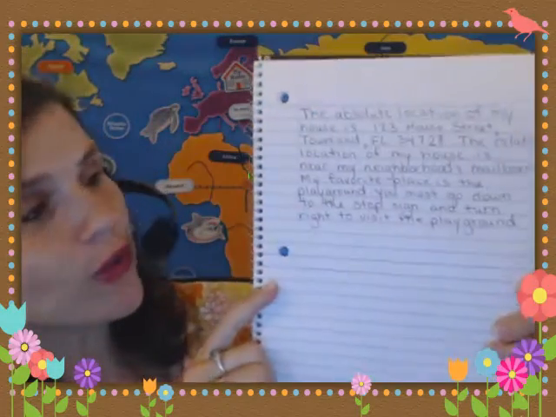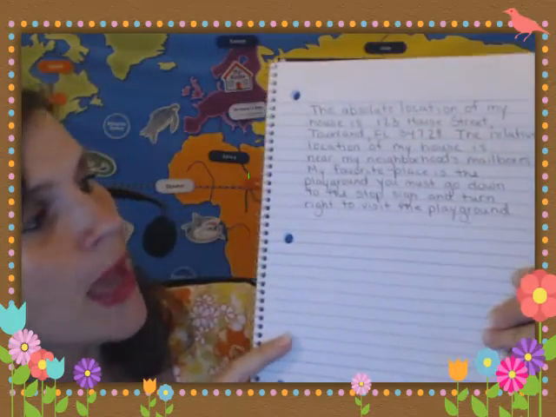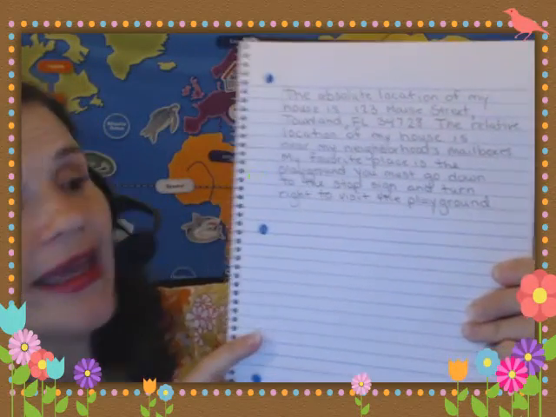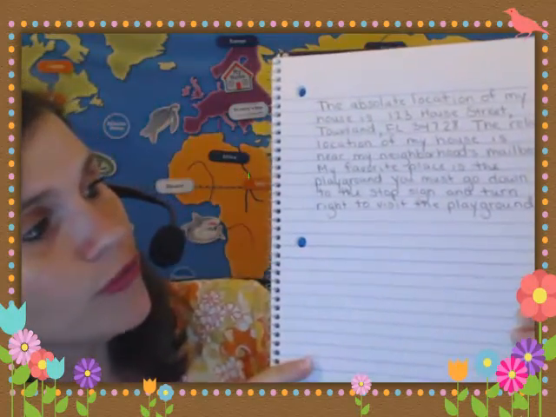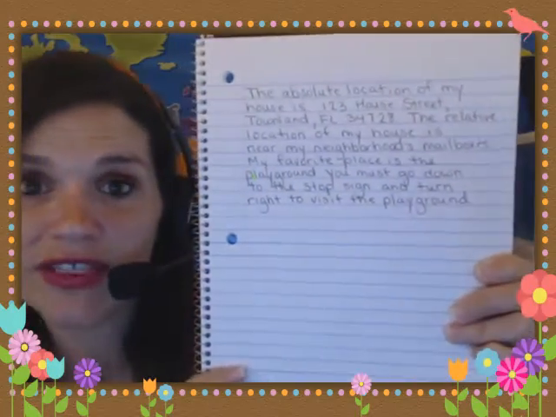Okay, so we've got 2 out of the 3 things we need. Now we need to write about the favorite place, right? My favorite place is the playground. So here I already have 3 sentences, but I didn't get to tell where the playground is with relative location. So I had to write a 4th one. I wrote, you must go down to the stop sign and turn right to visit the playground.